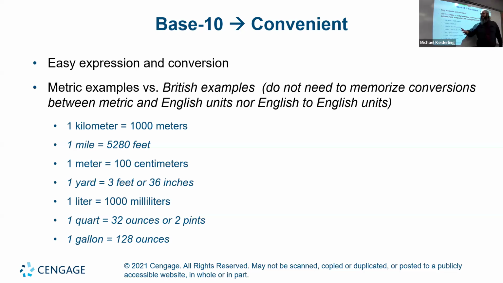1 meter is 100 centimeters. 1 yard is 3 feet or 36 inches. Not as nice. A liter is 1,000 milliliters, while a quart is 32 ounces or 2 pints, and a gallon is 128 ounces. Not as nice. But those are all powers of 2.